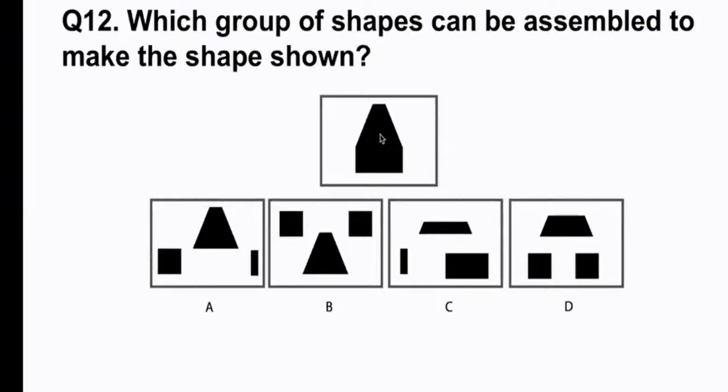So if we look at B, that flat top triangle is the same, and if we add those two squares together, that will form that rectangle. So the correct answer is B.